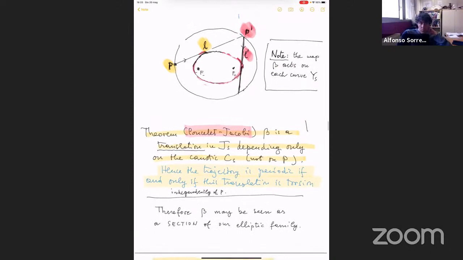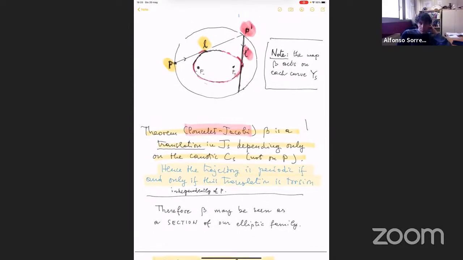in the elliptic curve. So with respect to the group law of the elliptic curve, it simply translates. And this depends only on the caustic. It does not depend on the initial point. This was discovered by Poncelet. And then Jacobi gave a proof based on elliptic curves. Poncelet actually argued more generally, not only with an elliptical billiard, but with arbitrary pairs of conics. But I skipped this for lack of time.